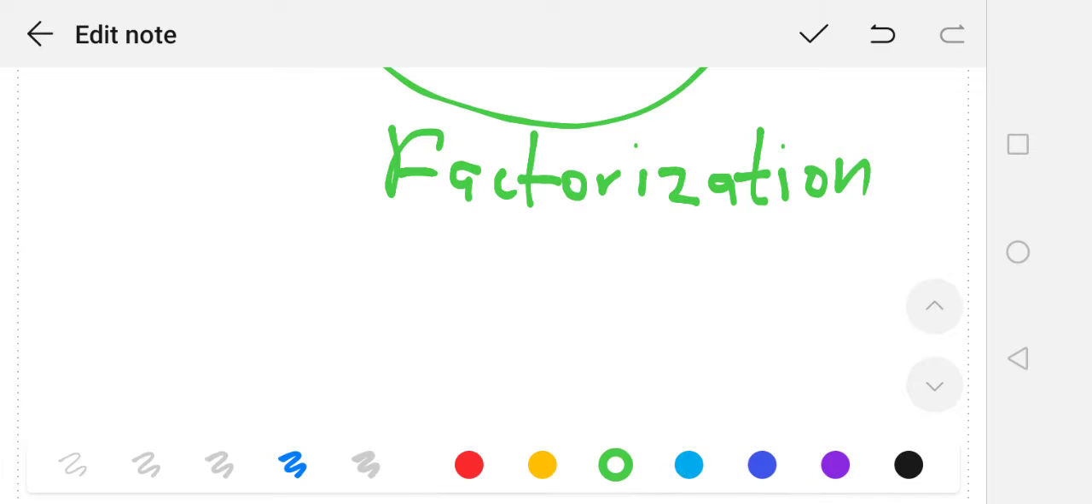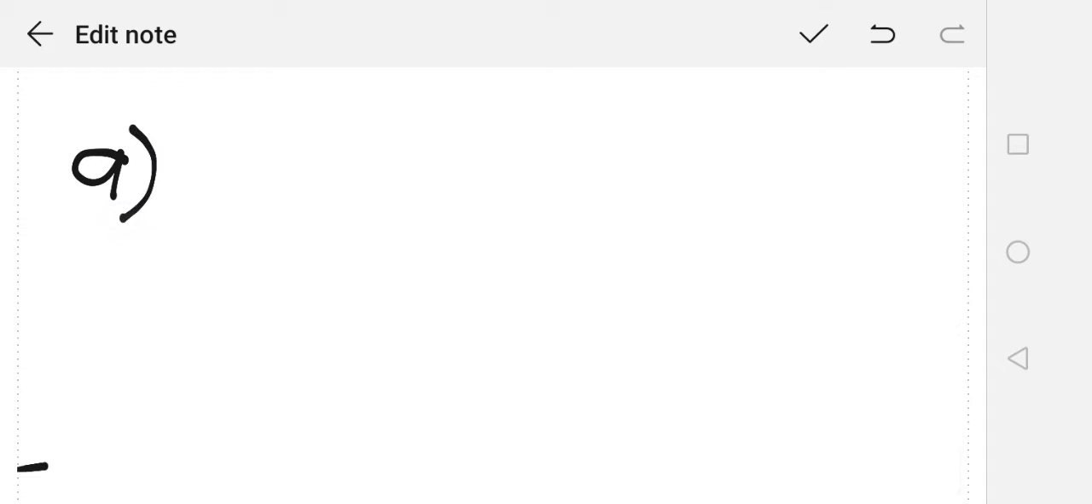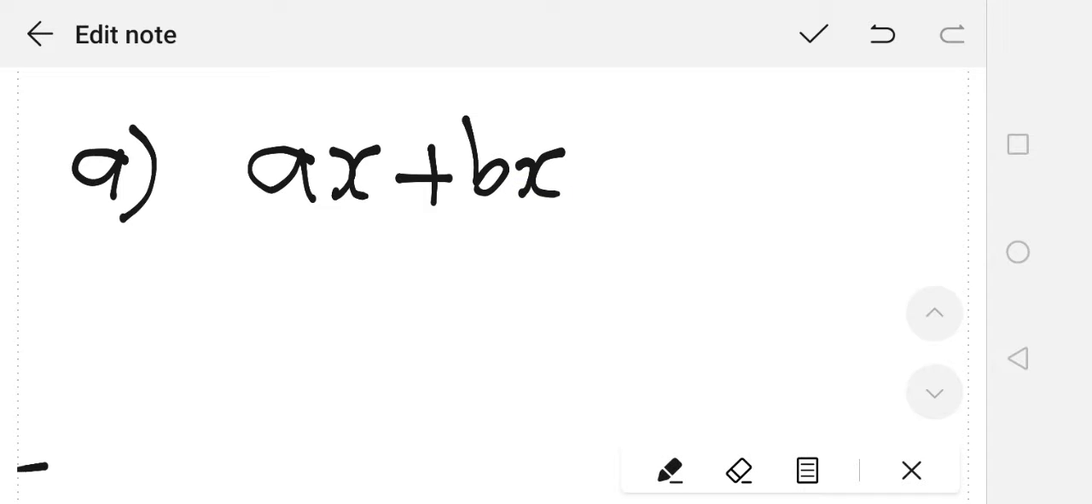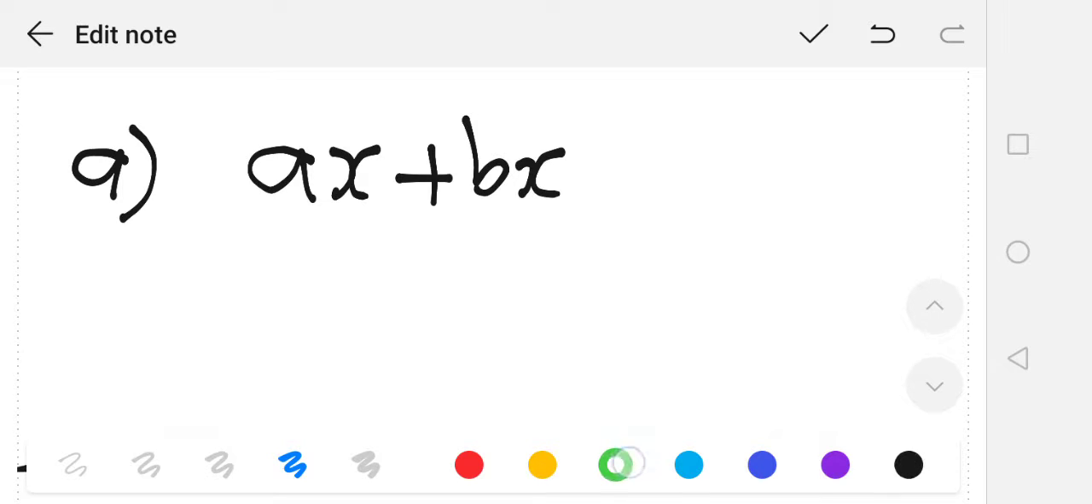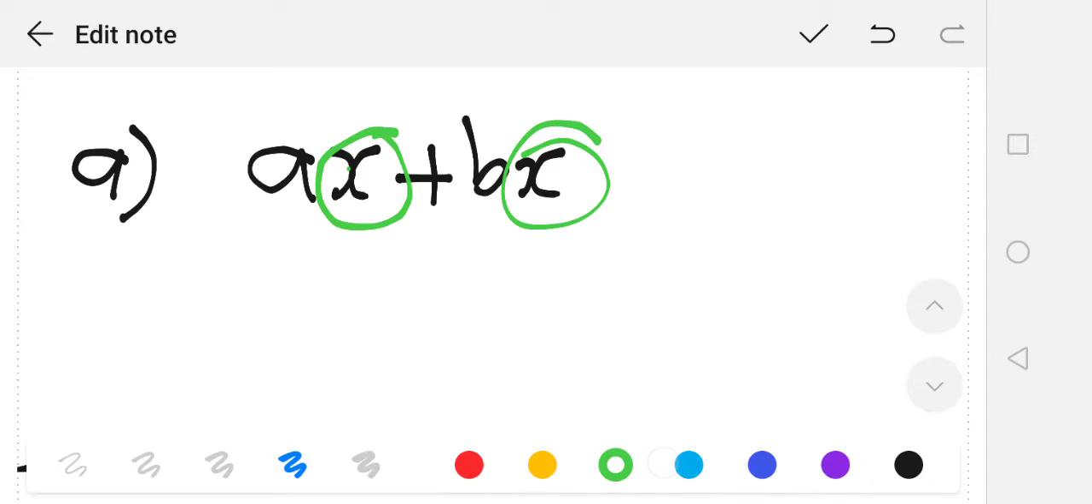Now going to factorization based on a common factor. Supposing you are given ax plus bx and you are asked to factorize this expression. First of all, for you to factorize this expression, you have to identify a common factor between the two terms of this expression. Now, by inspection, we see that we have x as our common factor because x is present in the first term and even in the second term.